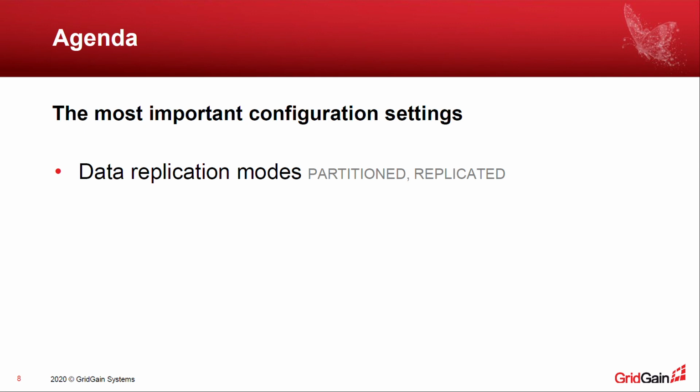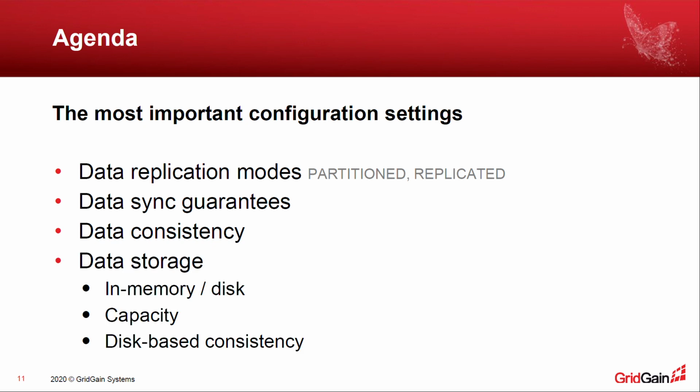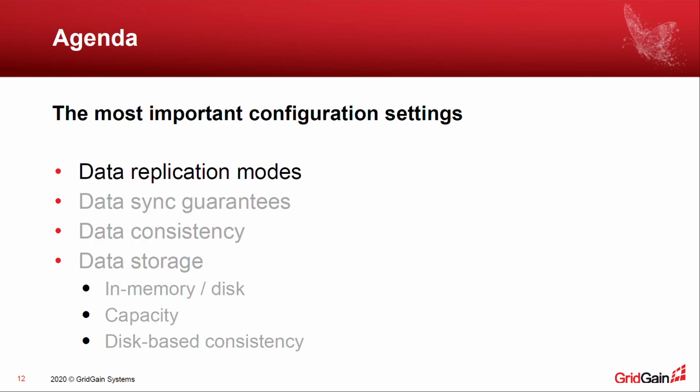First one is data replication modes. They are known by the keywords partitioned versus replicated caches, which are used in many distributed systems. I will tell you the differences and how to configure it. Next point is data sync guarantees. Next one is data consistency. And the last one is data storage. And if we are talking about persistence and persistent caches, we will discuss disk-based consistency. Let's start over, and let's start with data replication modes.